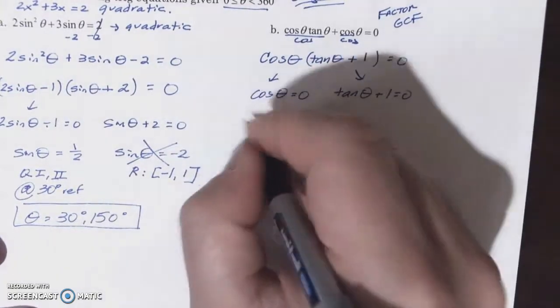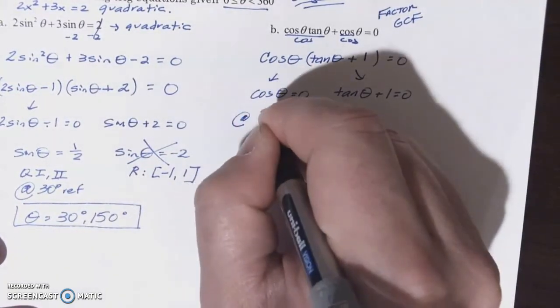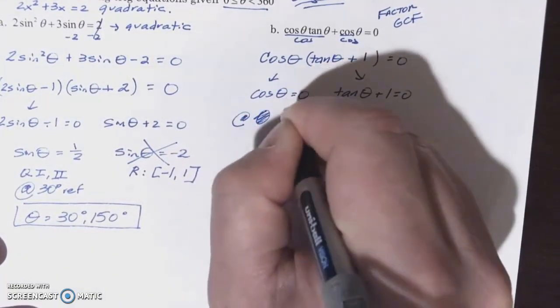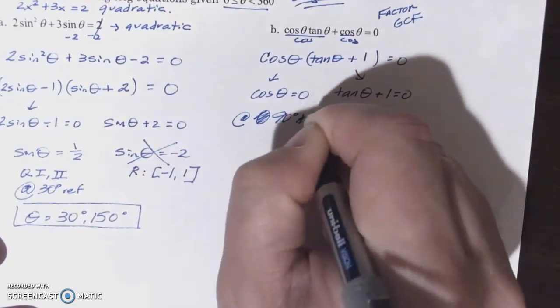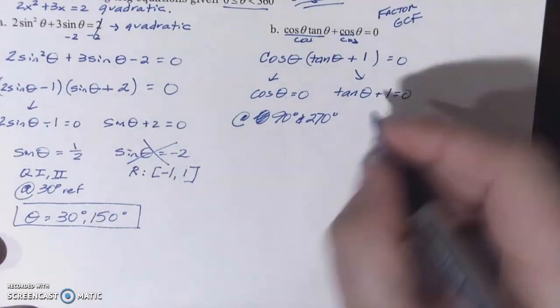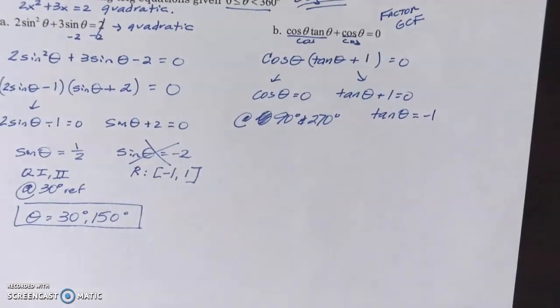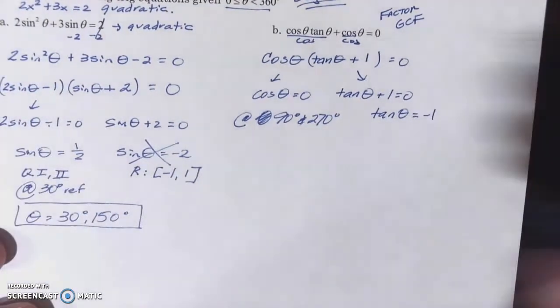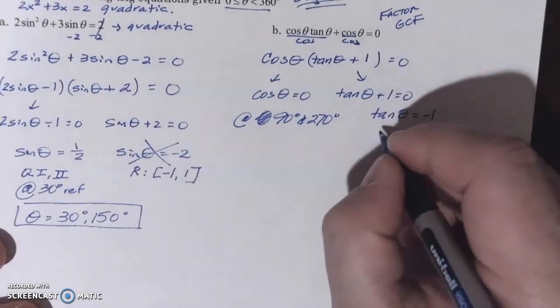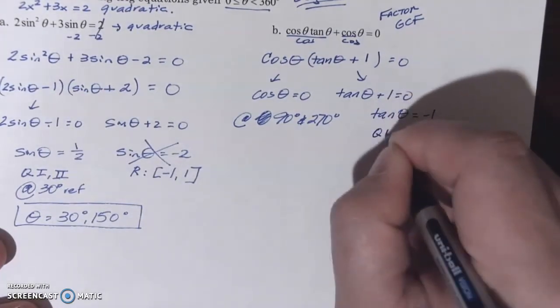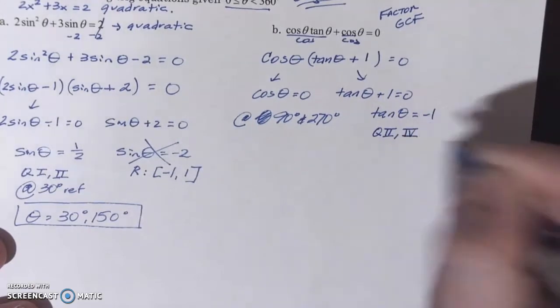Cosine is 0 at 90 degrees and 270 degrees. That's great. Let's subtract 1 from both sides. Tangent theta equals -1. When would tangent be -1? Well, let's think, going back to our inverse thought. Well, first of all, tangent is negative in quadrants 2 and 4.